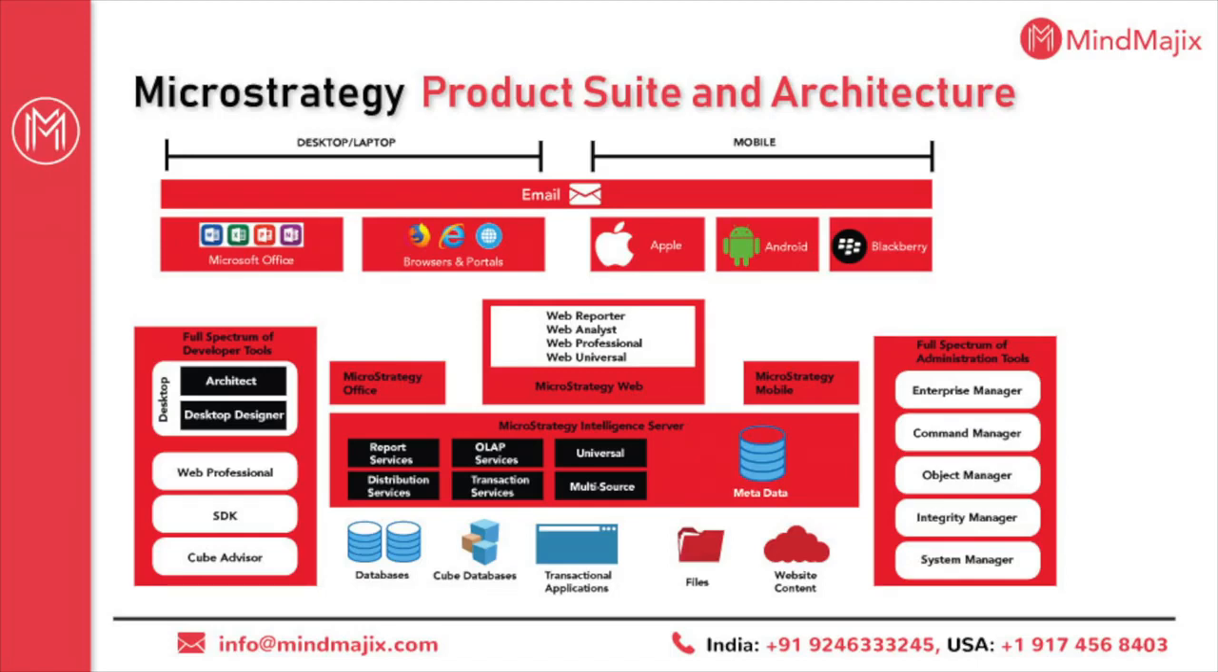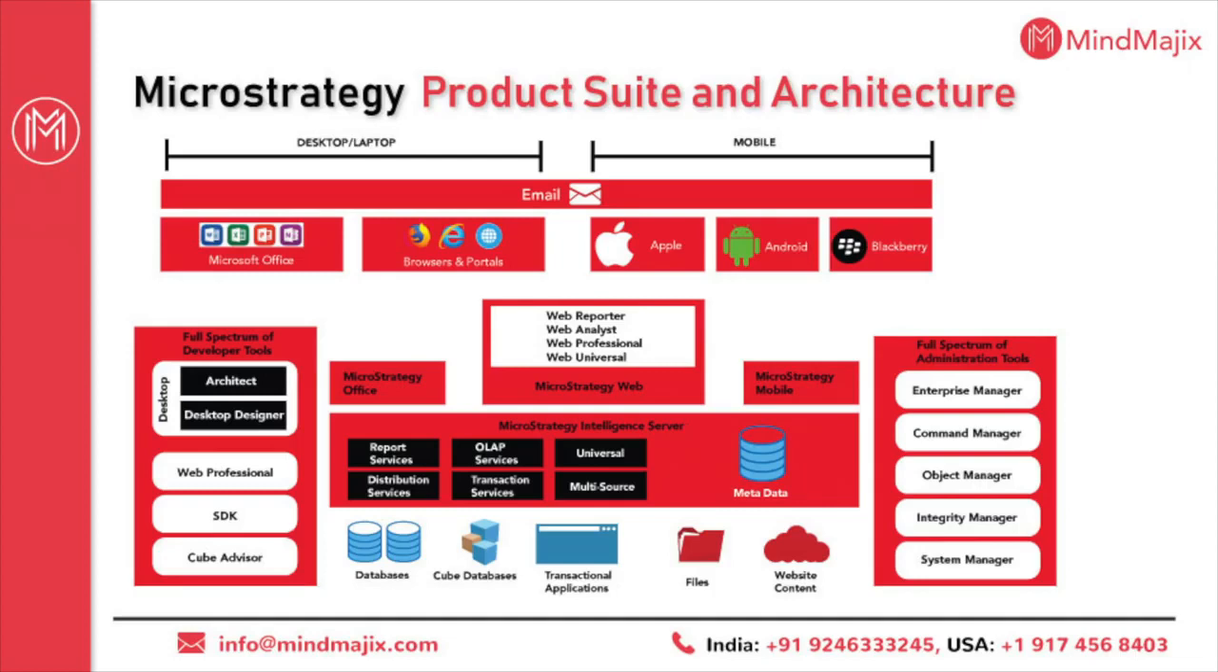So this is the MicroStrategy ecosystem of products and its architecture. Like last time I discussed, at the bottom, these are our data sources. Last slide I talked about the data warehouse, right? Now it is not important that you always have a data warehouse. It can be a case where you just have a normal RDBMS, transactional applications, files, or a website. MicroStrategy can connect to many sources which are available right now in the market, and then you can do reporting on top of that. So that is sitting at the bottom.